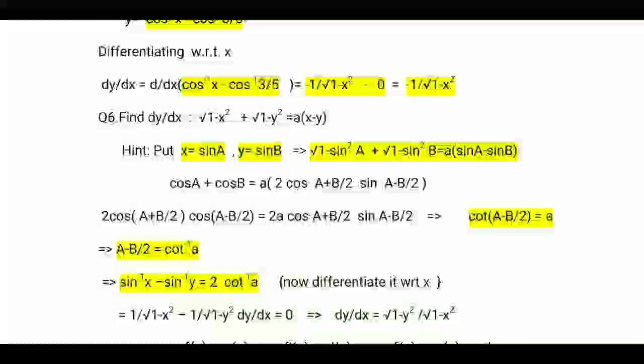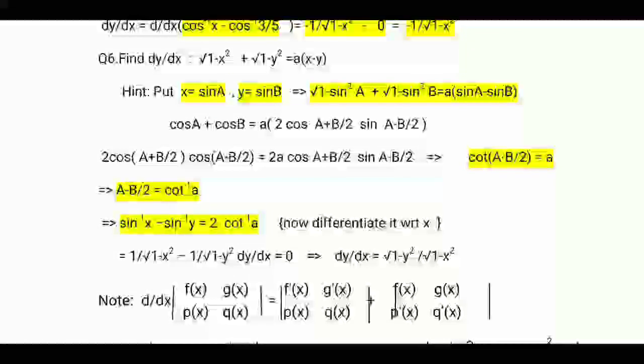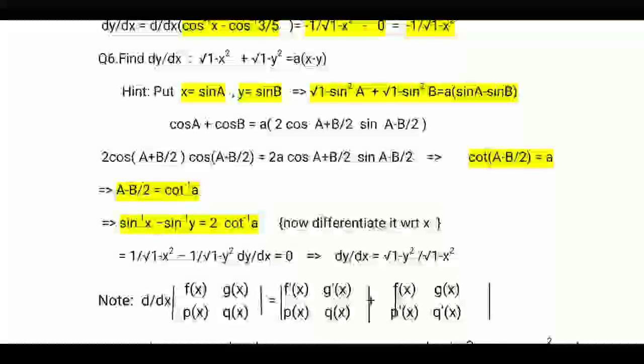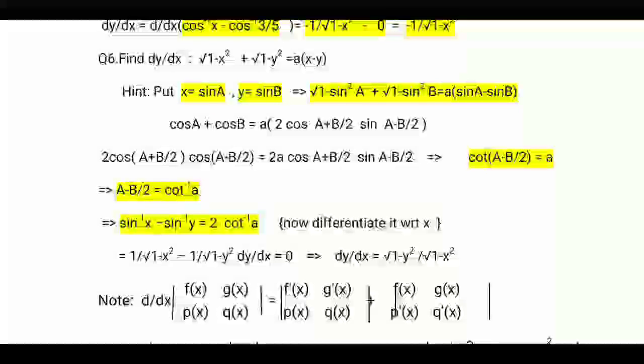2 cancels out, 2 cos (A plus B) by 2 cancels out with cos (A plus B) by 2. Cos (A minus B) by 2 upon sin (A minus B) by 2 is equal to a, that means cot (A minus B) by 2 is equal to a. So we get (A minus B) by 2 is equal to cot inverse a, and A is sin inverse x and B is sin inverse y. So sin inverse x minus sin inverse y, after cross multiplication, will become 2 cot inverse a.